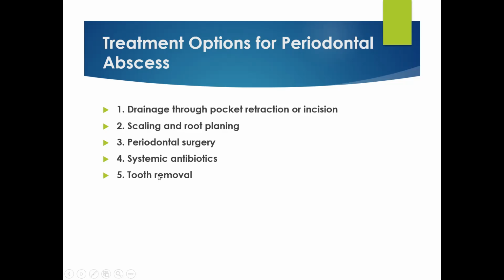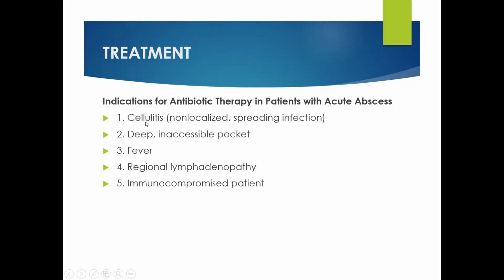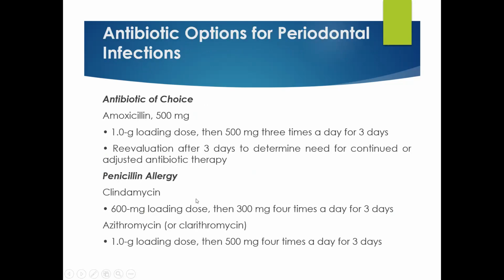systemic antibiotics, or tooth removal as such. For antibiotic therapy, it has to be given in case of acute abscess if there is cellulitis, if the pocket is inaccessible, if there is accompanying fever and regional adenopathy, and in case of an immunocompromised patient. The treatment of choice is amoxicillin 500 mg, with a 1 gram loading dose, and 500 mg 3 times a day for 3 days, and reevaluation has to be done after 3 days.